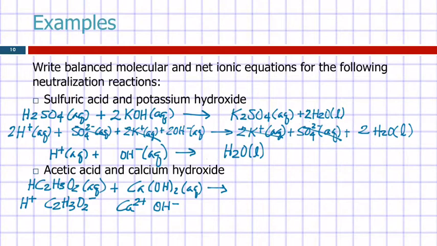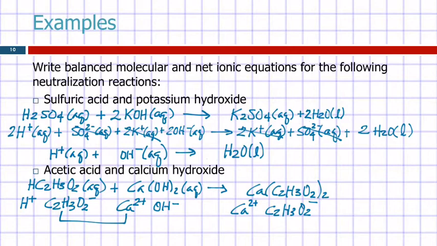A salt and water. Well, what's salt? Well, it's the cation from the base and the anion from the acid. So calcium acetate. So we got the calcium ion and the acetate ion. And we look at the charges and we see that we need Ca, C2H3O2, 2. Is that soluble?